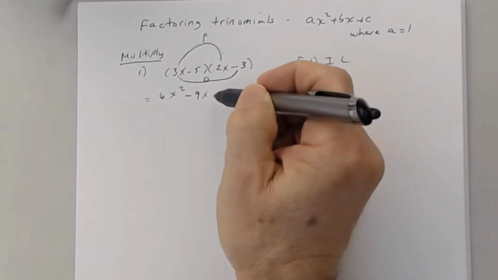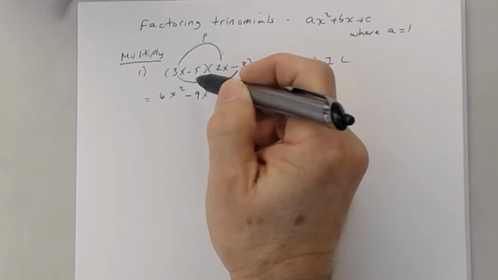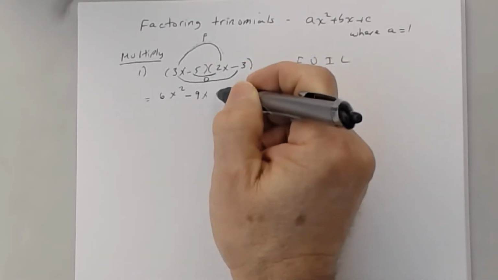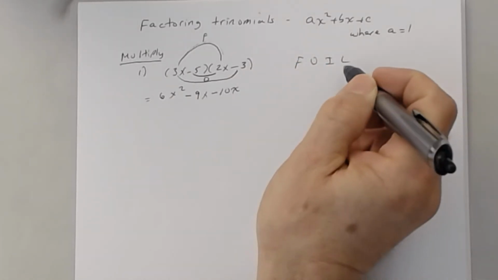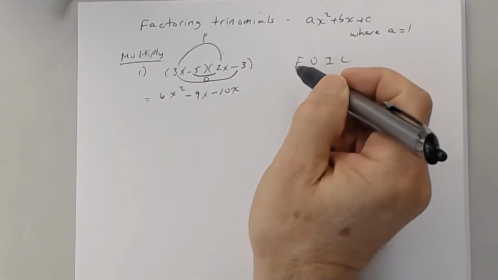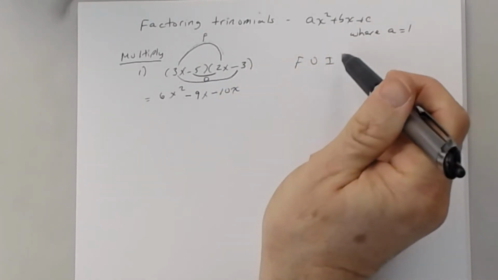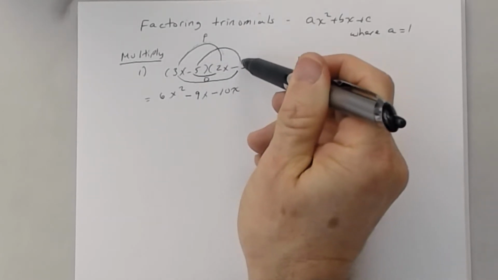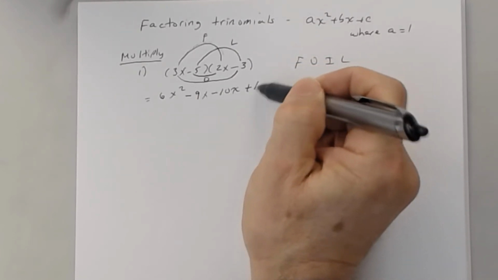Then the inner term, to get the inner term, you're going to look at the terms that are inside here. So that's a negative 5 times a positive 2x, which is a negative 10x. So that's your inner term. And then your last term is the same idea as your first. You take the last term of each binomial and you multiply them. So negative 5 times a negative 3 is a positive 15.